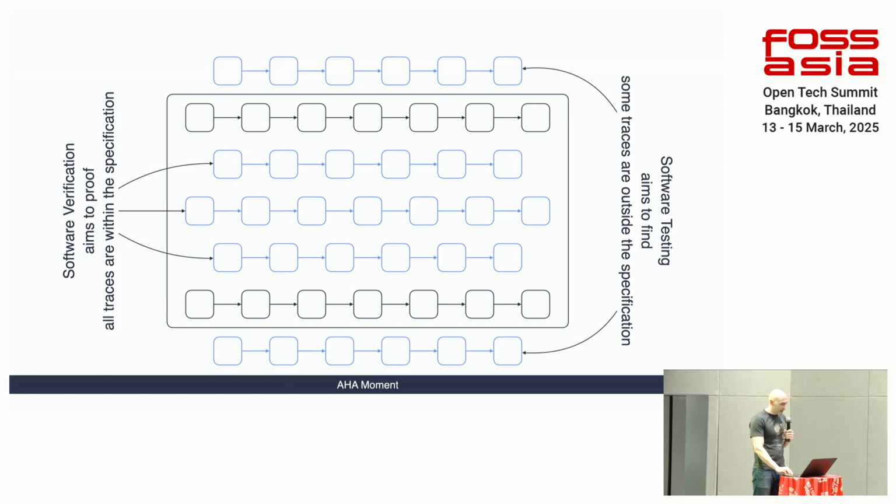So, how do we actually establish correctness? There are 2 possibilities: software verification and software testing. Software verification aims to prove that all traces of an implementation are within the specification. And software testing aims to find some traces outside of the specification.